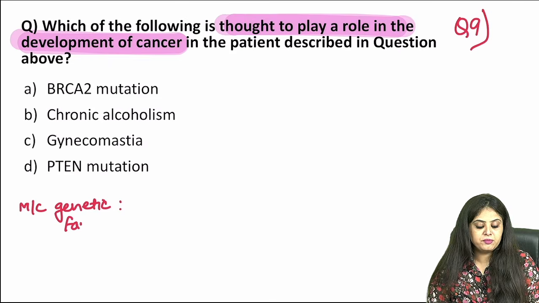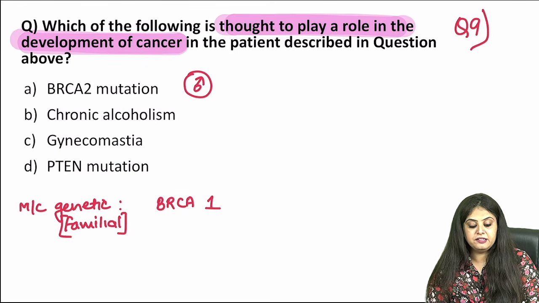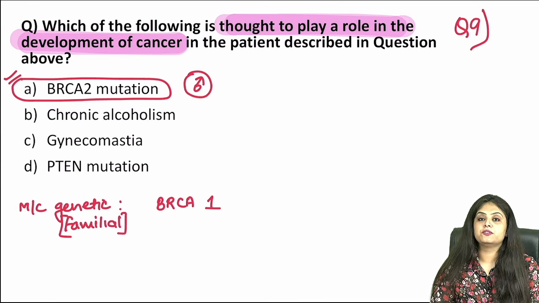So if you ask me from the familial point of view, it is BRCA1. Always. But when you're talking about male breast cancer, like in this case, it is BRCA2 mutation which you see in male breast cancer, which is the answer over here.